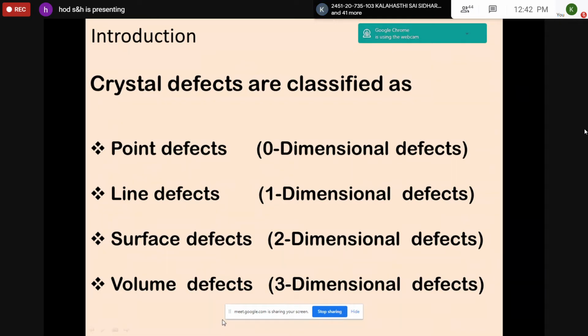You write down: crystal defects are classified into four categories. One fine day I'll ask for the notes. That time you should be able to focus randomly, not only when you have a doubt. Please copy this.